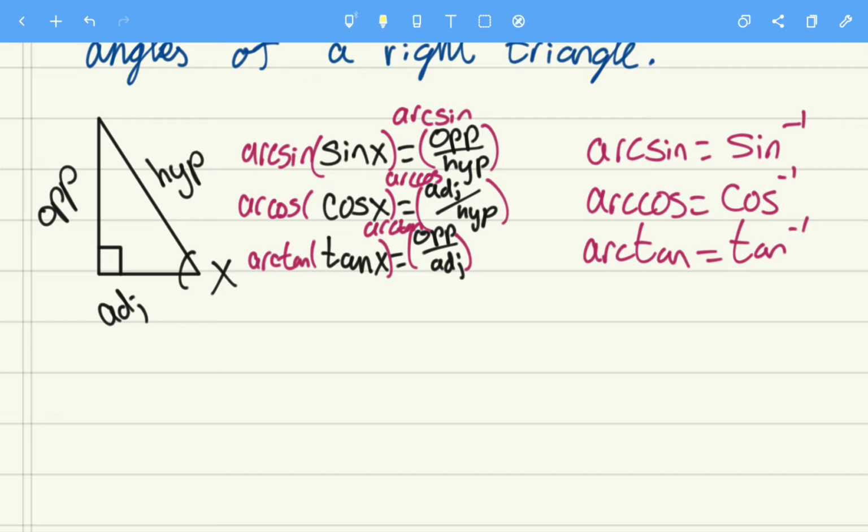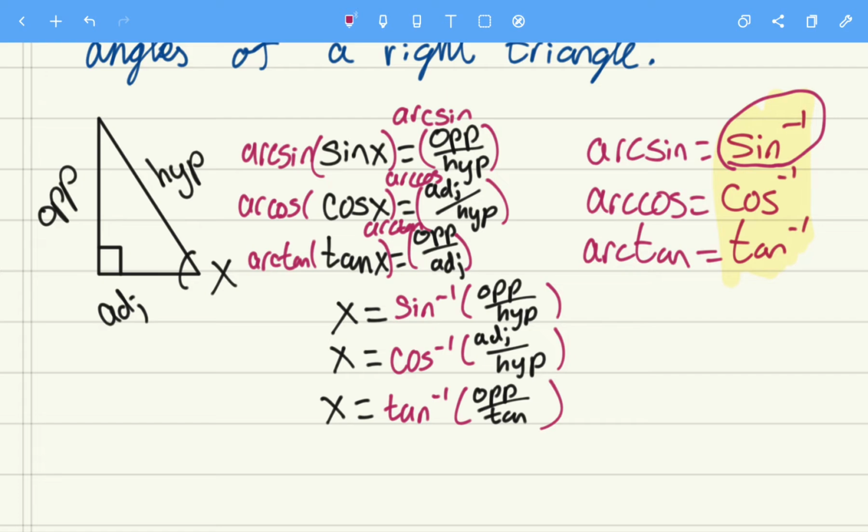Now, all of our calculators use a slightly different notation. The arc sine, arc cosine, and arc tangent can be written as their corresponding function to the -1 power. So like in this case, arc sine is equal to sine to the -1. That is another way it can be written.